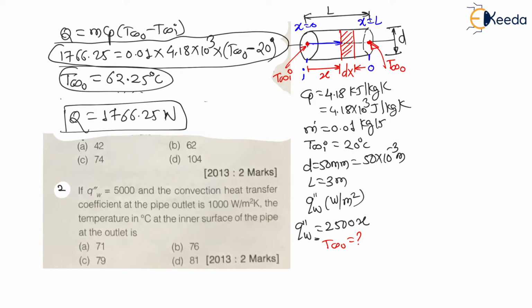62.25 degrees Celsius. So look at the option, and this is the question. The bulk mean temperature of exit water, that is T infinity O at center. Now this temperature will be 62.25 degrees Celsius. Therefore, look at the option. You will find that option B is the closest option. Therefore, this T infinity O, we can say is approximately equal to 62 degrees Celsius.